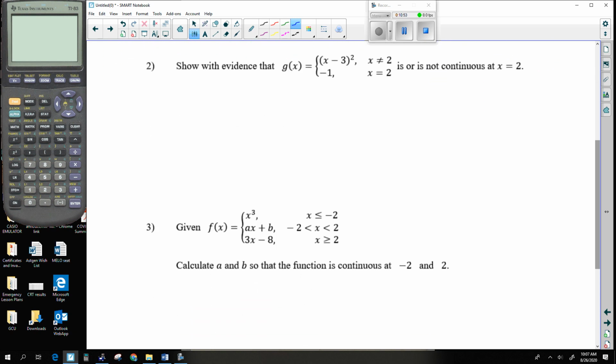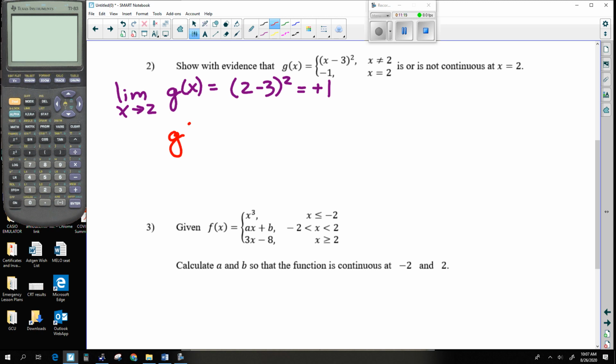All right, so here, we can just jump into it and say, what is it when x goes to 2? G of x, not f of x. And so that is going to be 2 minus 3 squared, so that's negative 1 squared. That's going to be positive 1. So we have the limit. Now we have to go to the point. What is g of 2? And that is when x is equal to 2, and that's straight up equal to negative 1.